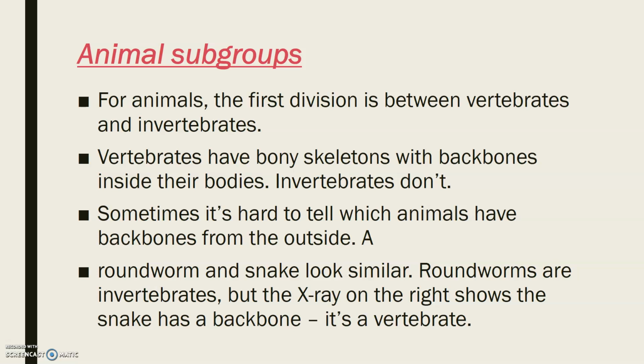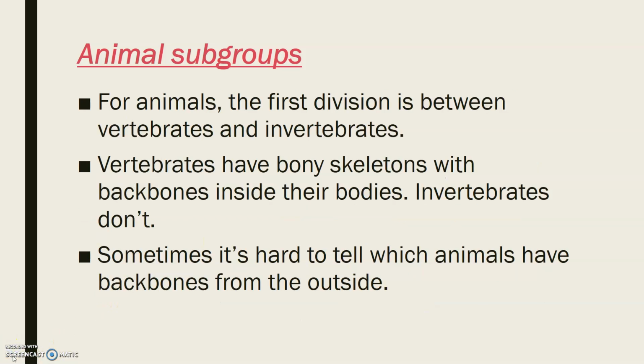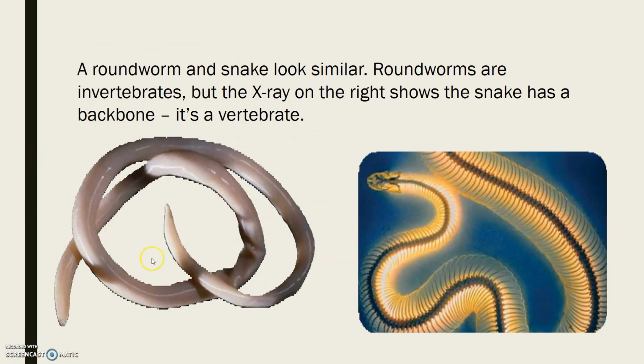Next point. Sometimes it is hard to tell from the outside which animals have backbones. It is sometimes very difficult to tell by just looking at an animal whether it is a vertebrate or an invertebrate. Sometimes we cannot understand if a particular animal has a backbone or not. For example, I will show you two pictures. This is a roundworm. And this is a snake. Actually, this is the X-ray of a snake.